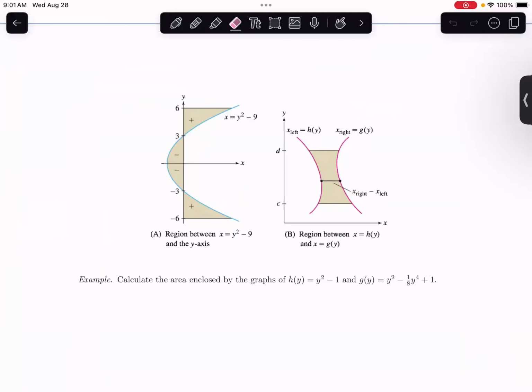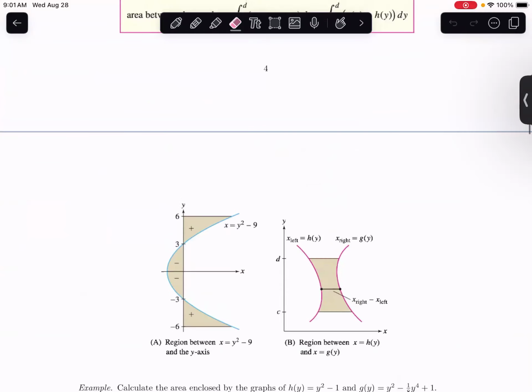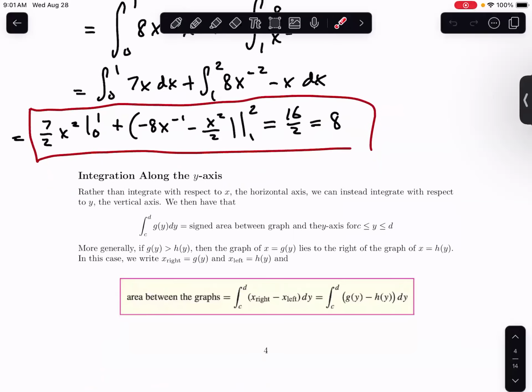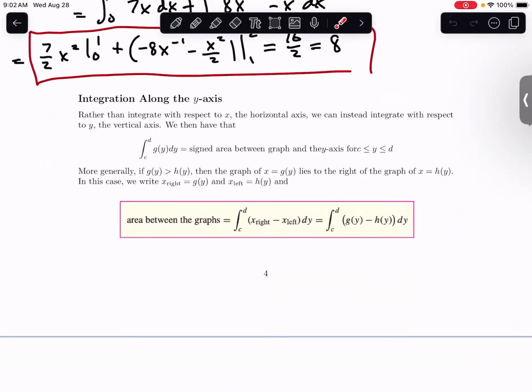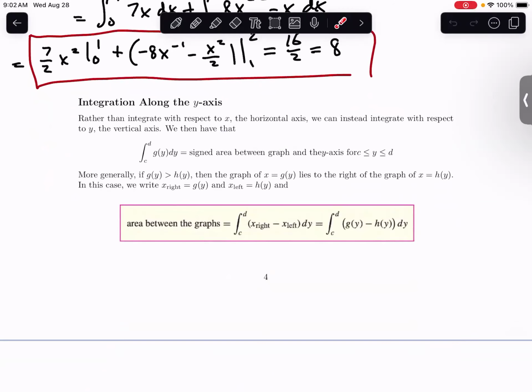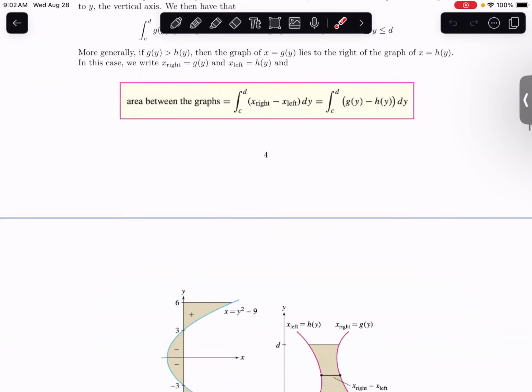This one was a little bit different in that all the examples we've looked at thus far have all been in terms of the variable x. So we've had functions in terms of x, like y is equal to x squared plus 9, or y is equal to x cubed. The next example we're looking at, the function is in terms of y now. So it's like x is equal to y squared plus 1.